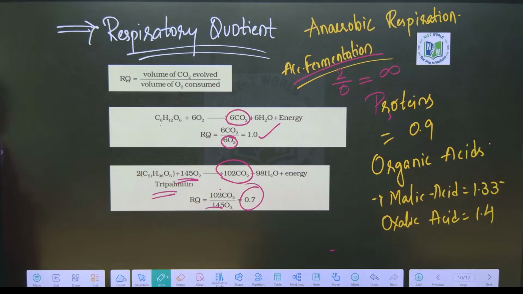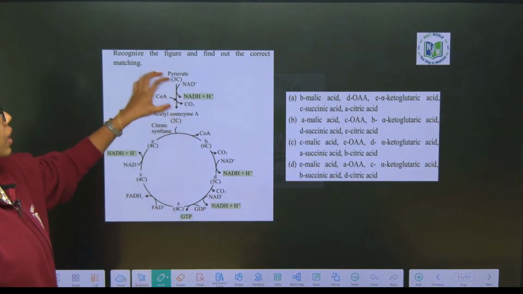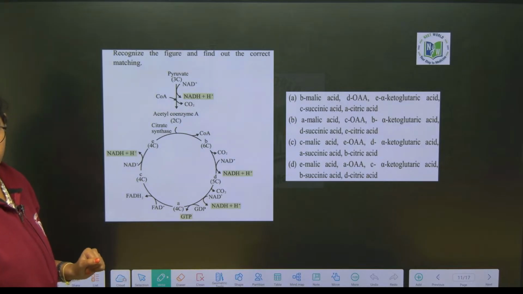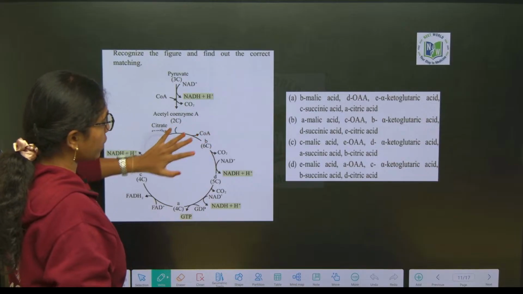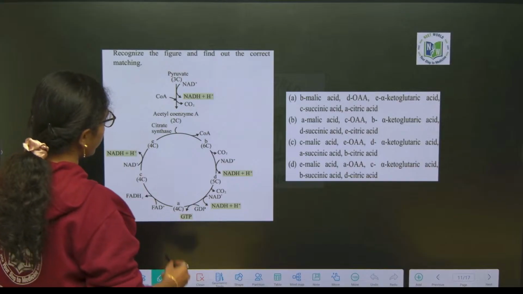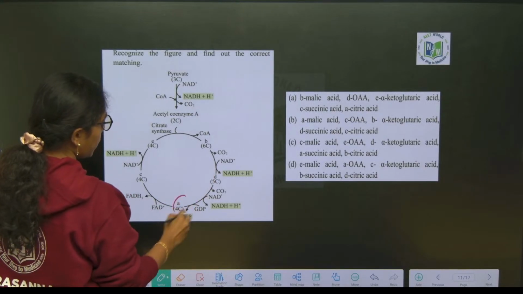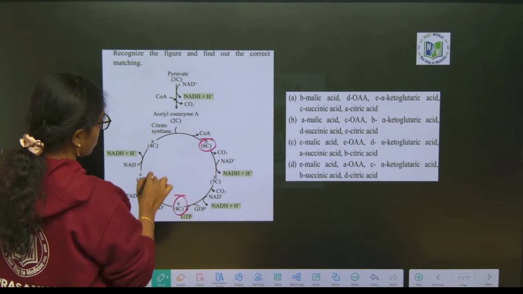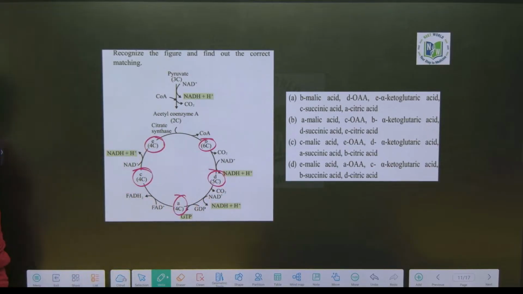Any doubts anywhere? Next. See, recognize the figure and find out the correct matching. You have to answer this question. Labelings are given and substrates are given. Energetics are given. You have to identify the substrates. Where is A over here? A, B, C, D and E. The number of carbons are also given.